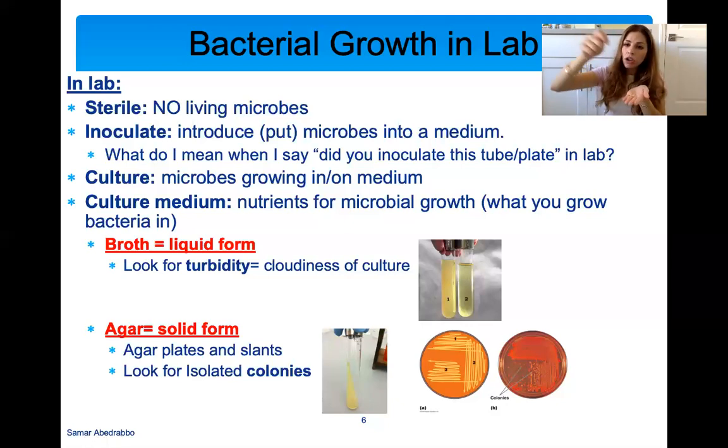And we inoculate bacteria on agar, and when we do, we can see colonies. So we can see colonies that indicate bacterial growth. So for the differences in media, in liquid culture, in broth culture, we know that bacteria grew if we see turbidity or cloudiness. And then on agar, we know that bacteria grew if we see colonies of bacteria.